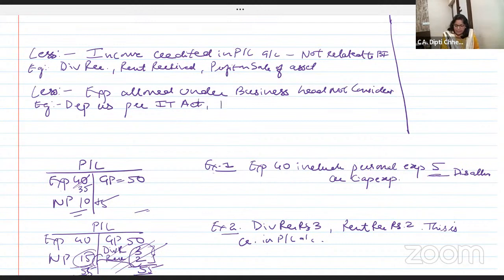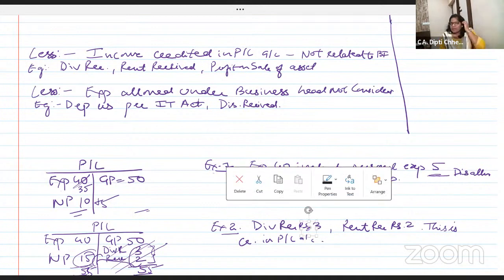और क्या आएगा आपका? Discount received. Depreciation as per Income Tax Act, discount received. Say I have purchased from someone 100 rupees and I have paid him 97 rupees in the full and final settlement. Am I going to pay 3 rupees? No. So put 3 rupees in discount received and close. Now discount received, is it your business income? Answer is yes. So we will consider.